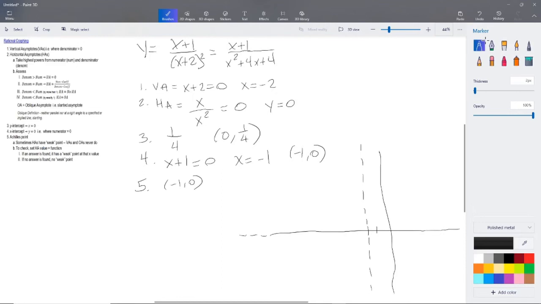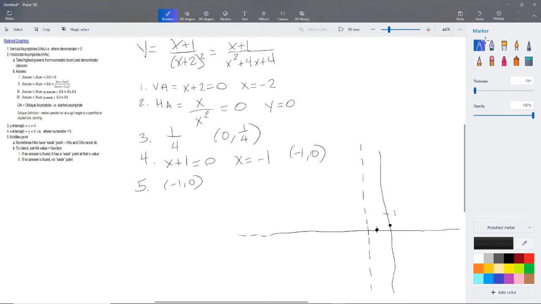We know that we have a point of 0, 1/4 here, so if we make this 1, then this 1/4 is pretty small. Right about there is our point. And we also have an x-intercept at negative 1, right about there. So you can see that touches the horizontal asymptote, so that's the part that goes through it. And then that's it, because our weak point we've just seen is right here.